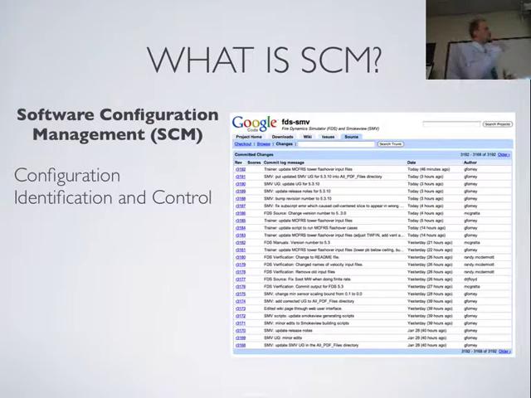So I'll just go over a few high-level things. The key components of a software configuration management system. First is configuration identification and control. What is that thing today exactly? And do you know what's changed since yesterday?